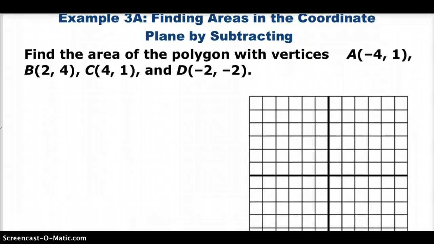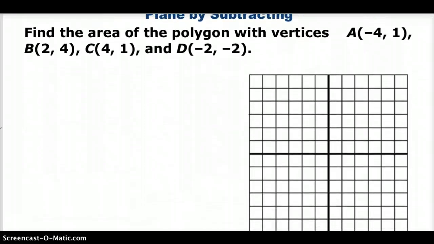Let's start by graphing these vertices. A is -4, +1. So again, -4, +1. That will be A. B is 2 and 4. C is 4 and 1, so 4 to the right, 1 up. And then D is -2, -2.